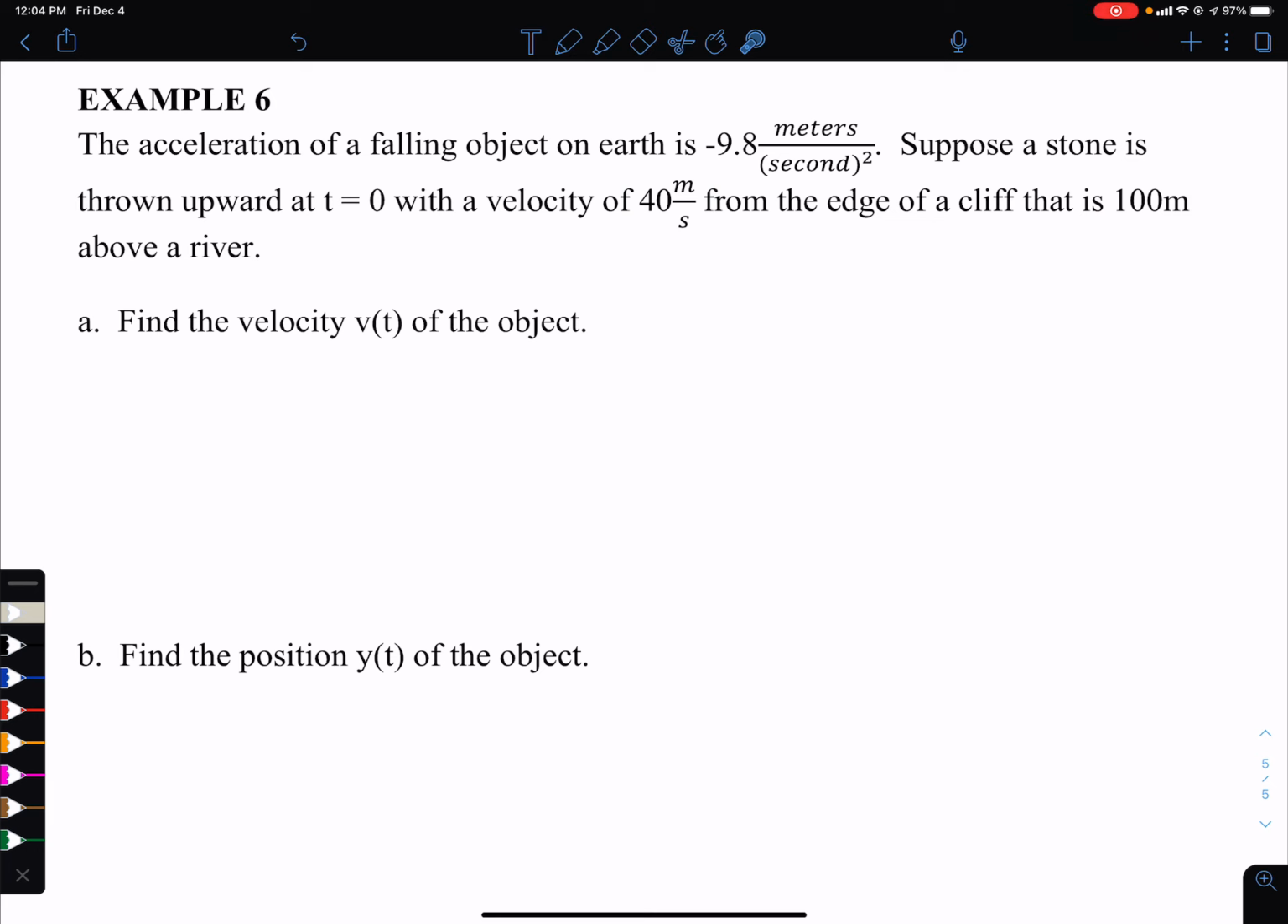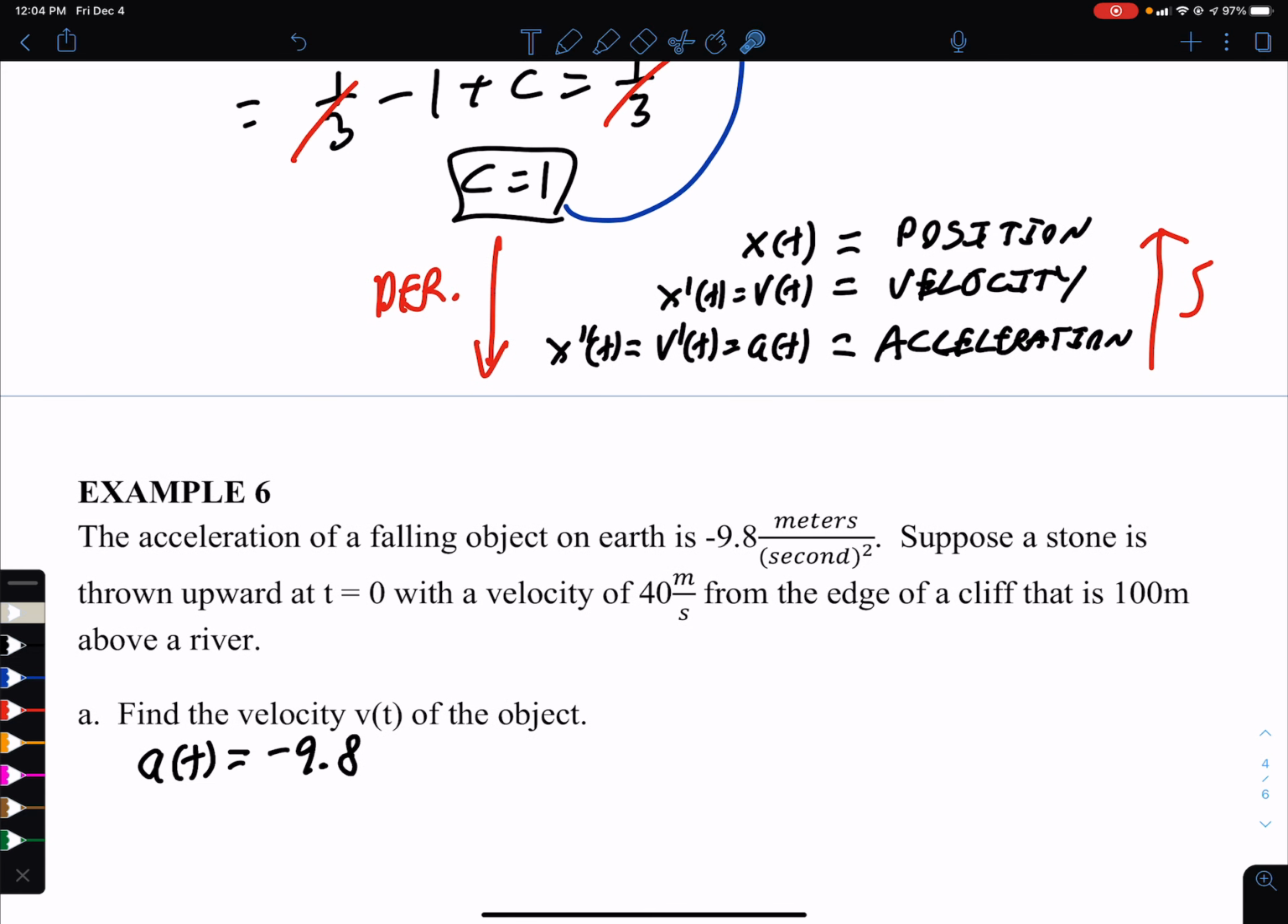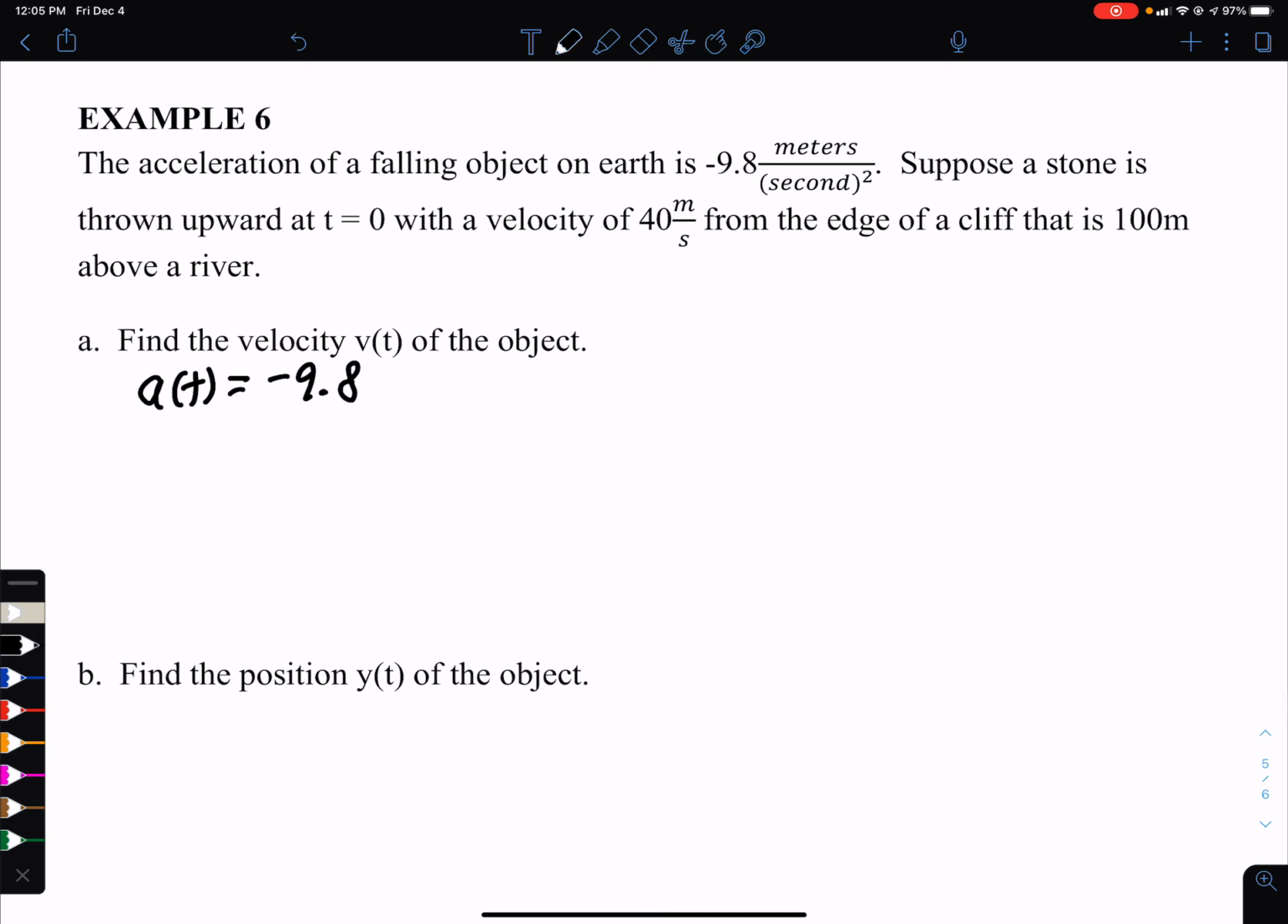Okay? So part A says find the velocity. Well, what do we know so far? We know acceleration function is this. So how do we find velocity? Well, we go backwards, right? To go from acceleration to velocity, we take the antiderivative of the acceleration. So we would say the velocity is the antiderivative of that. And so we ask ourselves, the derivative of what is 9.8? And we would say 9.8t. Double check. Is the derivative of that equal that? Yes. But don't forget your plus c.